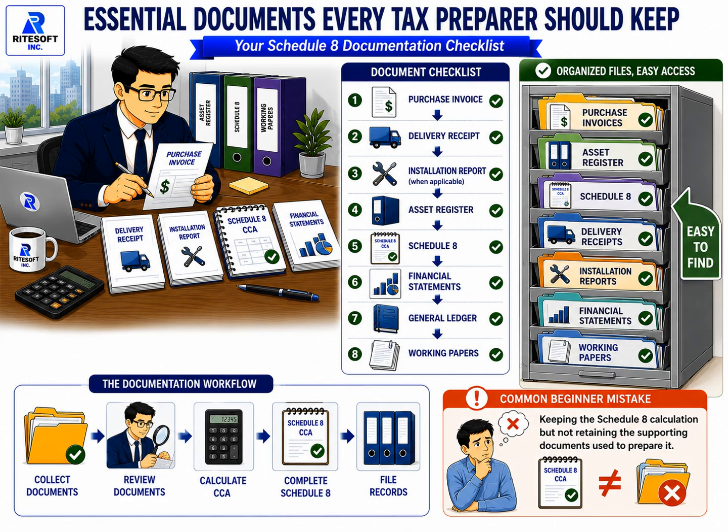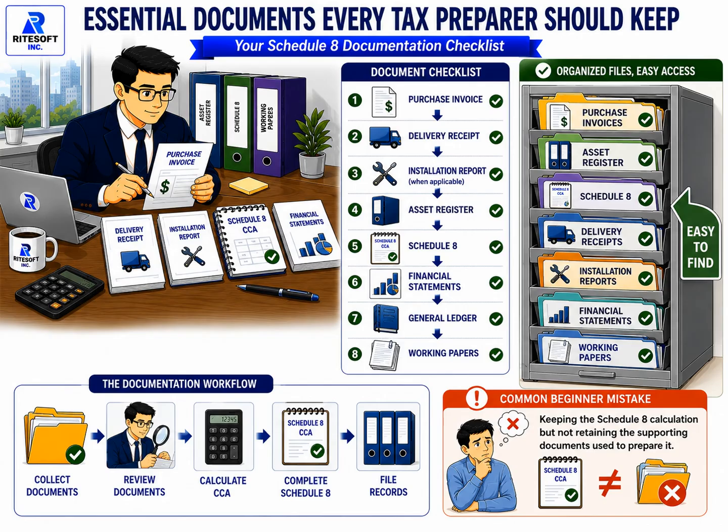The first and most important document is the purchase invoice. The purchase invoice confirms that the asset was acquired and provides important information, such as the purchase price, supplier, and acquisition date. Next is the delivery receipt. This document helps confirm when the asset was delivered to the business, and may assist in determining when the asset became available for use.